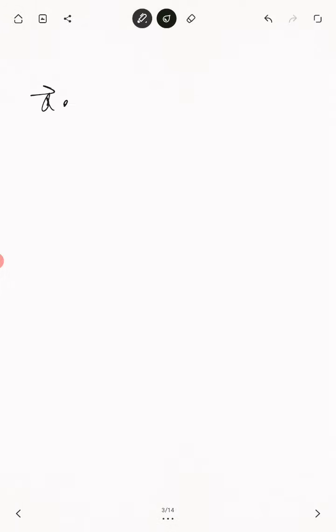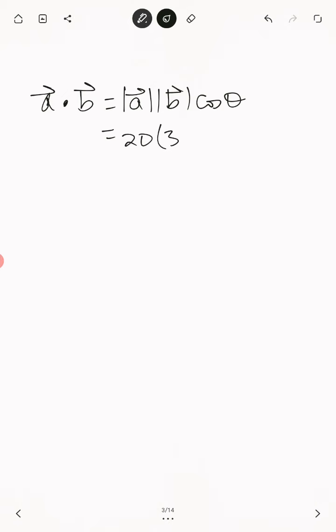A dot B would be equal to the magnitude of vector A times the magnitude of vector B times the cosine of the angle between them. Magnitude of vector A was given as 20, magnitude of vector B is 30, angle between them is 40 degrees. And so if we just calculate that with our calculators, make sure your calculator is now in degree mode because the angle given is in degrees. Comes out to approximately 459.6.